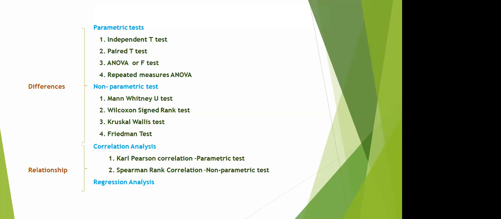Okay. So correlation analysis: if we want to find the degree of relationship between two variables, like if one variable increases and the other variable also increases, we can say that it's a positive correlation. And if one variable increases, the corresponding other variable is decreasing.